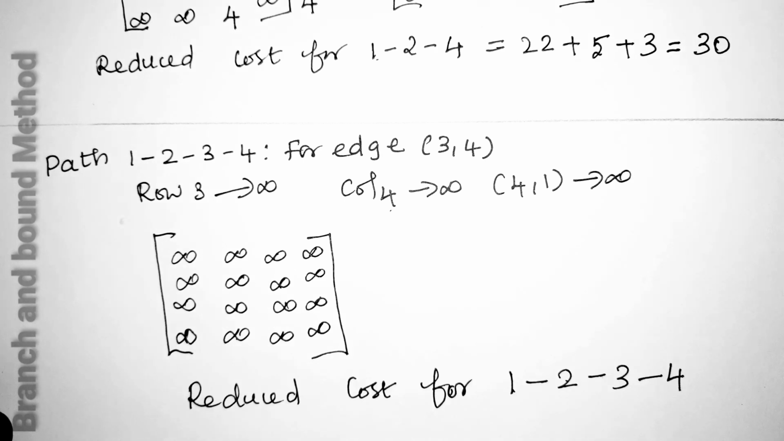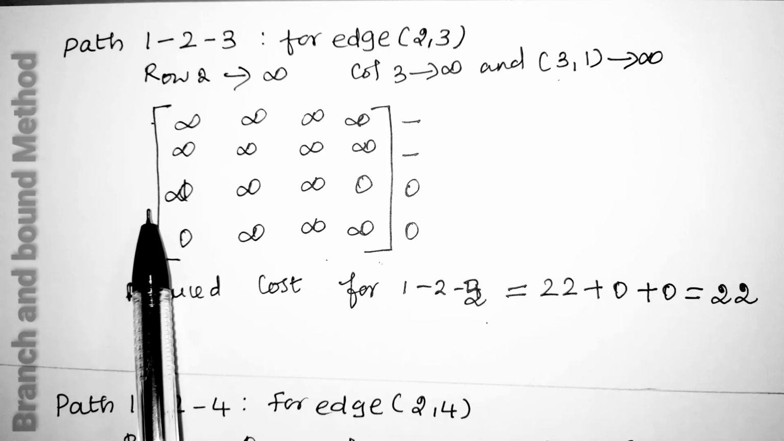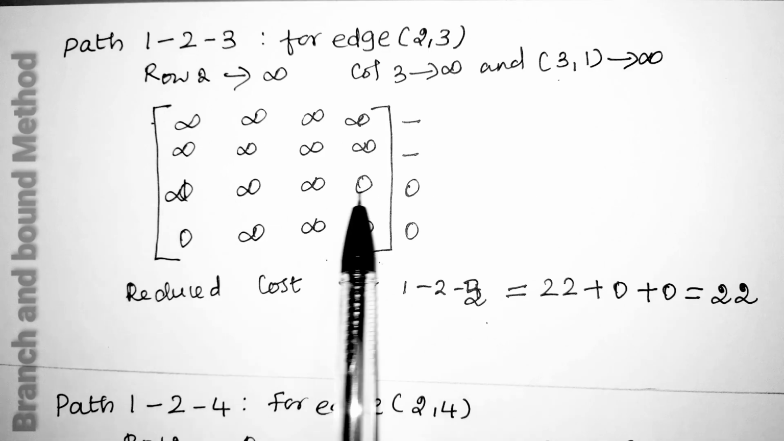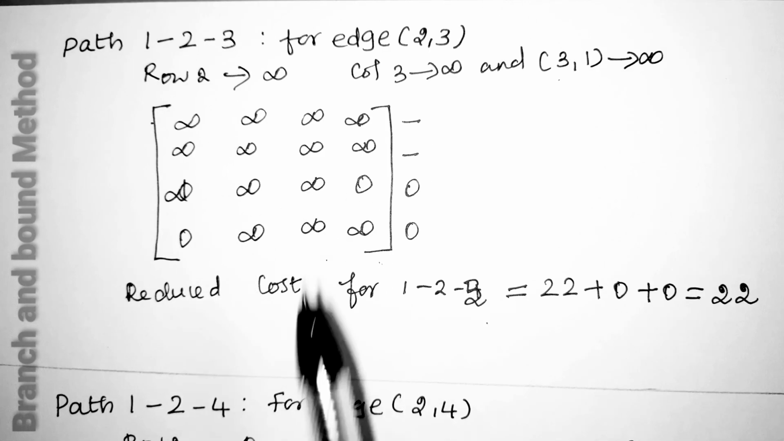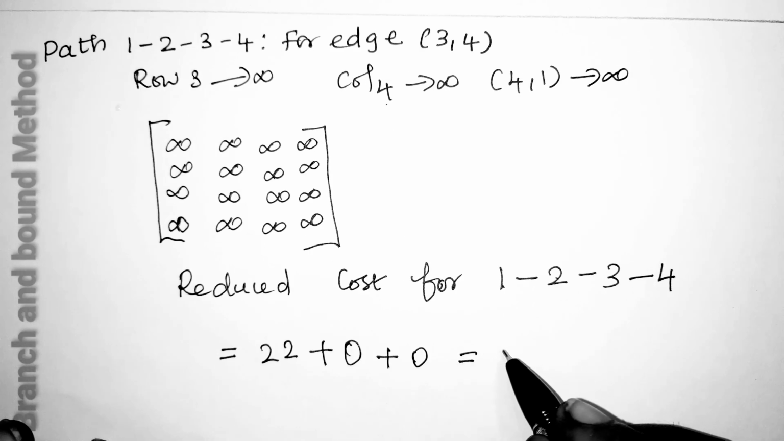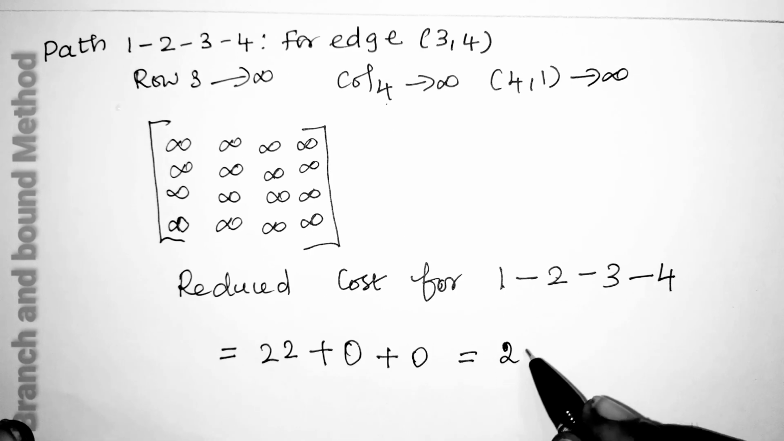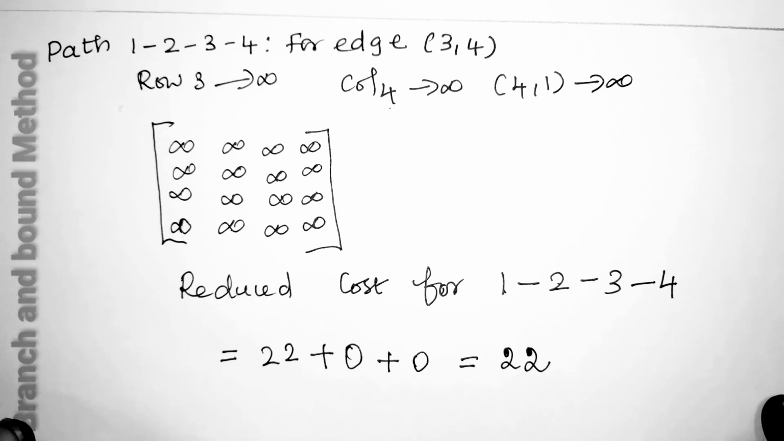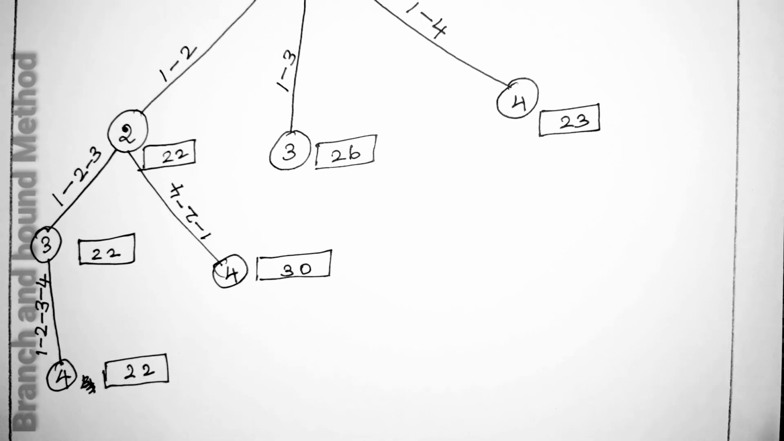Reduced cost for the node 3. The parent node is 22. The reduced cost for the node 4. For this node, the value is 0. And the cost of 3, 4, third row, fourth column, is 0. So the reduced cost for this matrix is 22. This is the reduced matrix for this particular problem. So the reduced cost is 22.